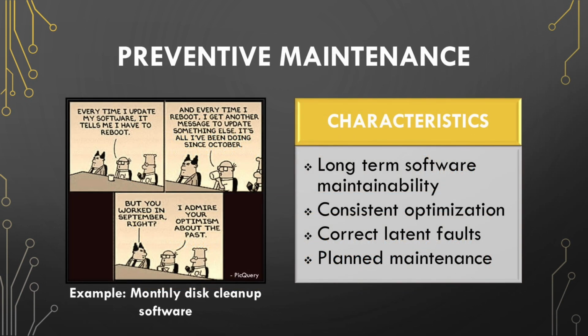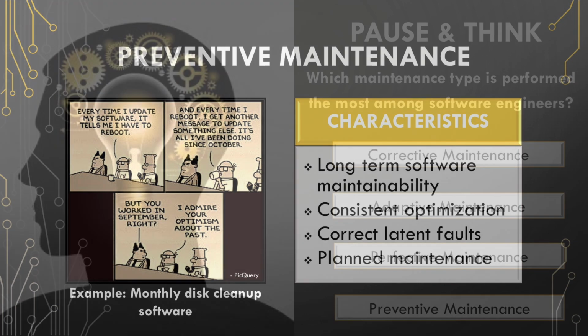An example of preventive maintenance would be a software program that runs a monthly disk cleanup on a user's laptop. The software program will prevent users' laptops from running extremely slow, encountering unpredictable effects from the software, and possibly running out of storage space. Consistent optimization will reduce the amount of unforeseen effects that the software can have in the long term. Preventive maintenance involves the modification of a software product after delivery to detect and correct latent faults in the software product before they become effective faults.